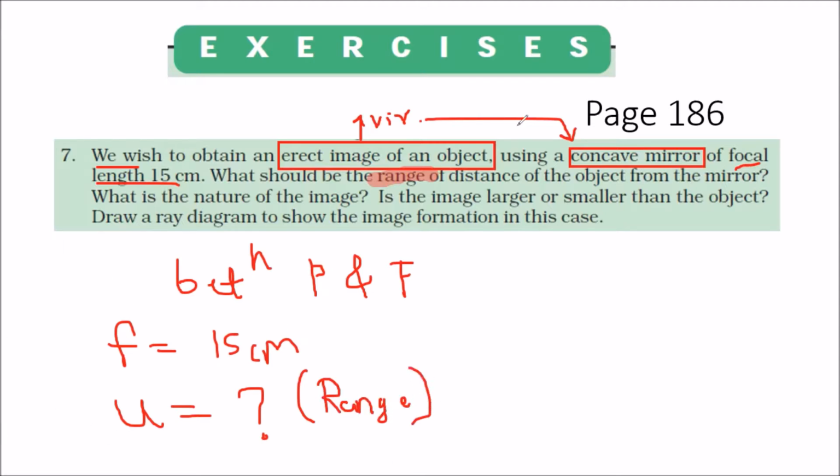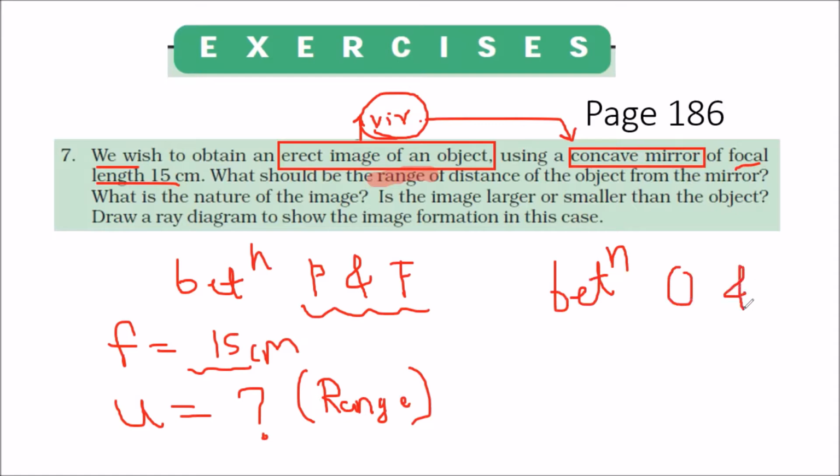Because we know that in a concave mirror there is only one possibility where we can put the object and get an image which is virtual, and that is between P and F. Because the focal length is given, the range in this situation is going to be between 0 and 15 centimeter. Now this word between is very important. If you don't write this, you get 0 marks, because if you say the range is 0 to 15, that means 0 and 15 are both included. If you say between, it means 0 and 15 are not included. It is in between 15 and 0.